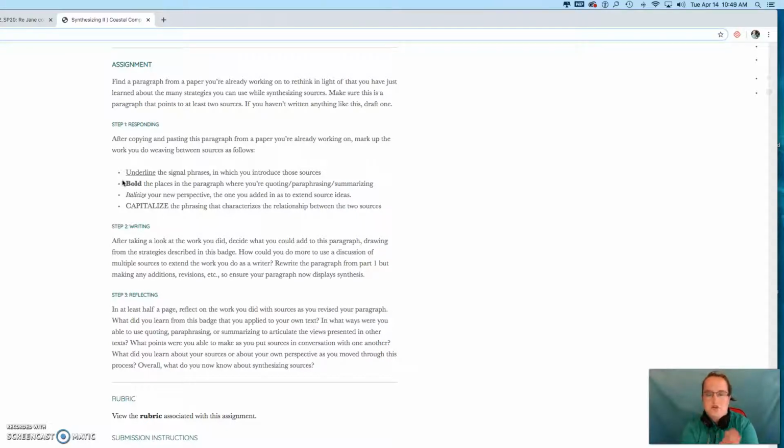So when you do that, you might already have done this in the paper. I doubt it though. So you're allowed to edit this paragraph. Then capitalize the phrasing that characterizes the relationship between the two sources.